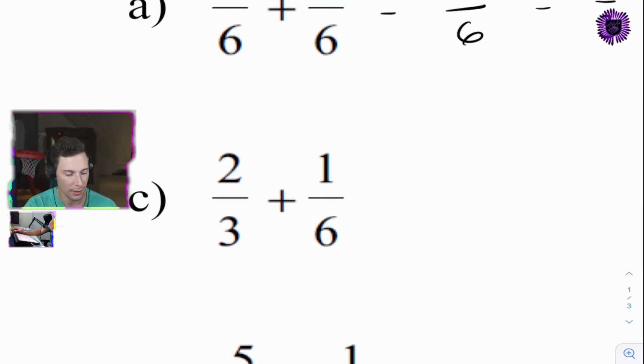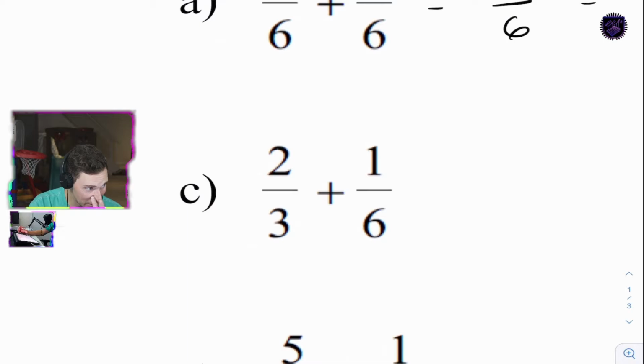Okay, so step 2, adding these types of fractions. We can work simply with one side here. All you need to do is find the lowest common multiple of the denominators. The denominators in this example are 3 and 6. The lowest common multiple of 3 and 6 is actually 6.